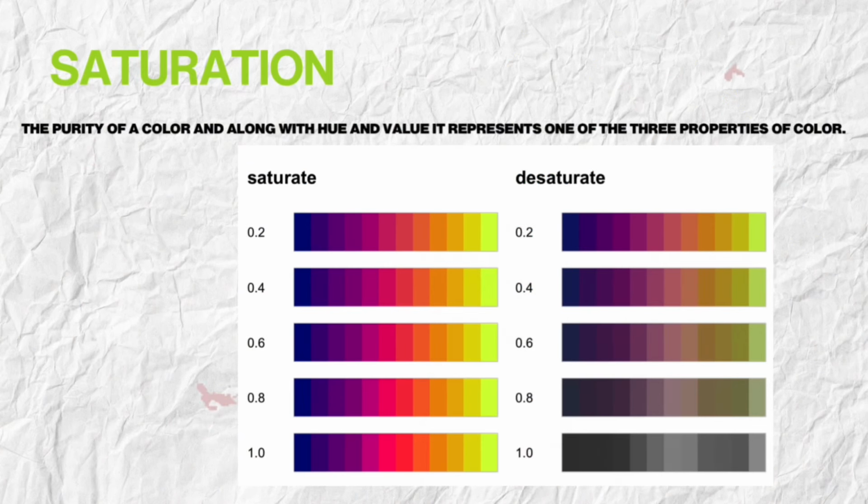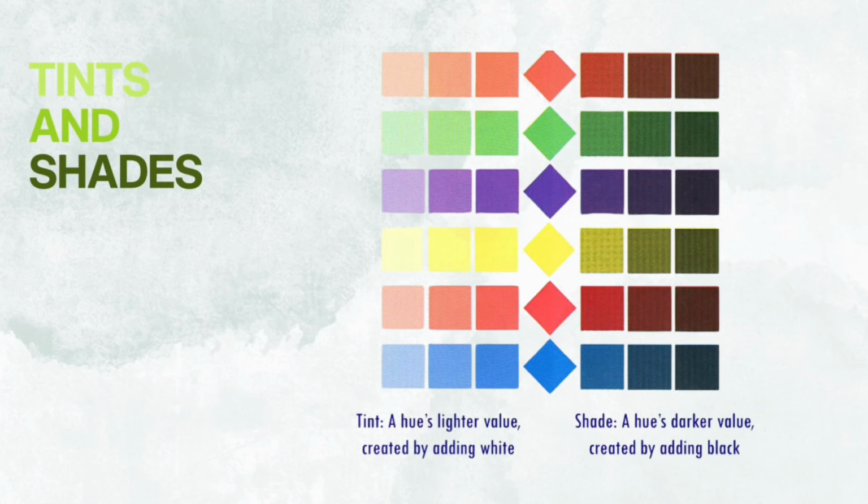Saturation in art refers to how intense or dull a color is. Highly saturated colors are vibrant, while less saturated ones feel muted. Tints and shades: when you add white to a color, you create a tint. When you add black, you create a shade. This gives you a range of lightness and darkness in color.